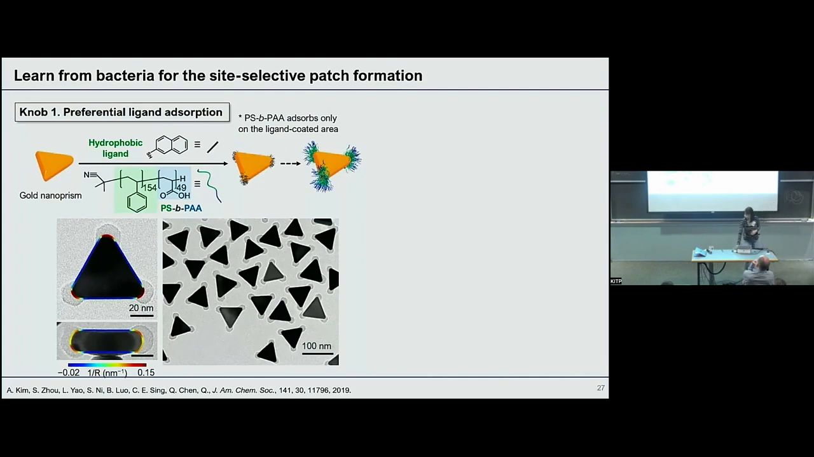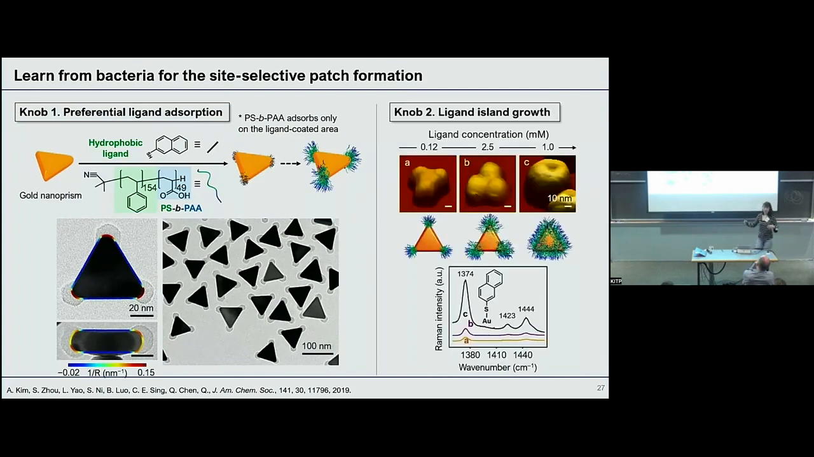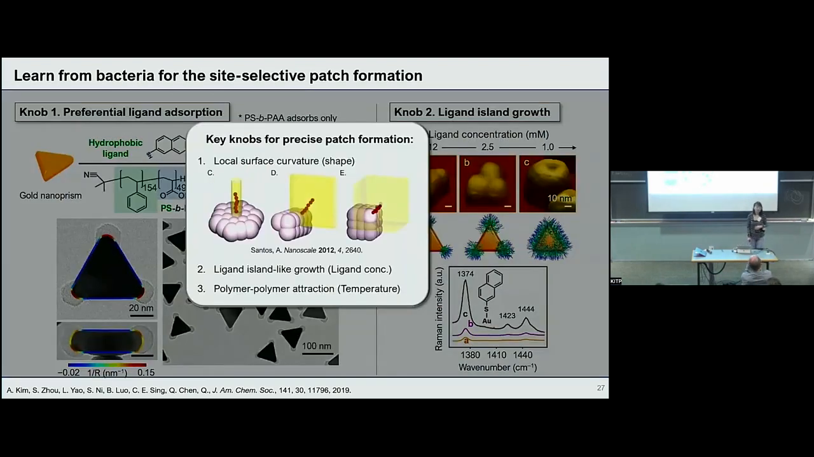And we can further control the size of the patch by increasing the ligand concentration. Showing these AFM images, the patch size will start to laterally expand until they start to merge with each other. So those are the two levers we're already talking about. And then the third lever, which turns out to be very interesting, is polymer-polymer attraction. Polymer-polymer attraction is a very easy-to-control handle here because the chi parameter in polymer physics just needs to be changed by changing temperature.